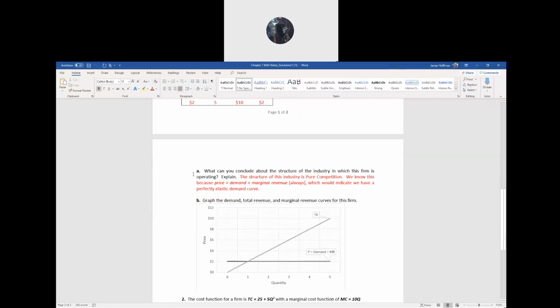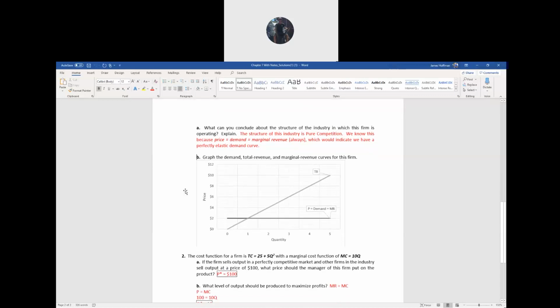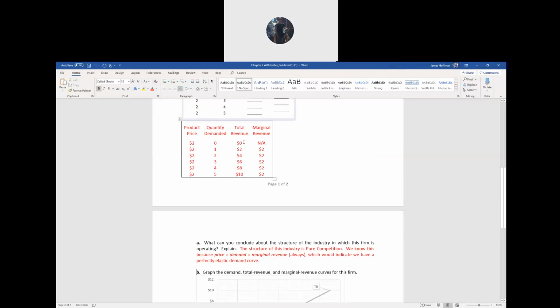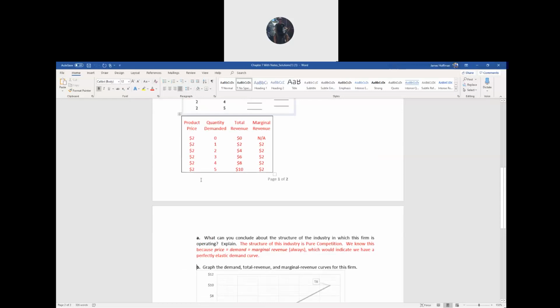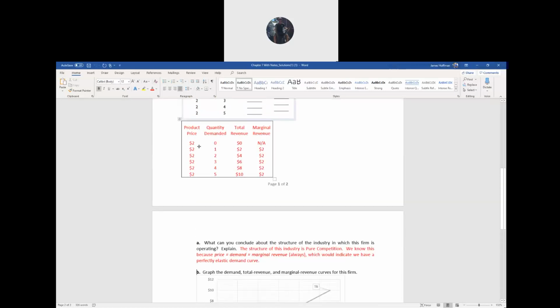Okay, and if you graph the demand, total revenue, and marginal revenue curves for this firm, you get that these are the prices and these are the outputs or quantities. Your total revenue curve goes up by 2 every time, so plus 2, plus 2. Right, so this is a positive slope of 2. And the marginal revenue curve and the demand curve are the same, perfectly elastic at 2. So the price is 2, that's demand, and each additional unit gives you an extra 2.